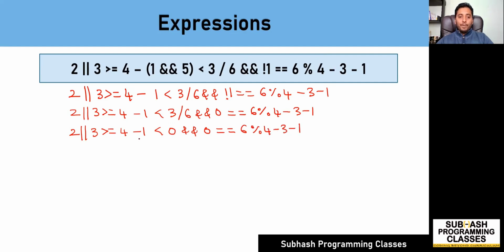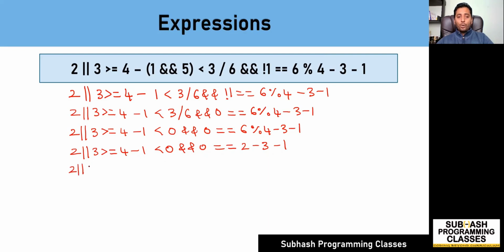Now let me see if there are any other arithmetic operators pending. I have one arithmetic operator here, another here, and 1, 2, 3, 4 arithmetic operators, but I will have to evaluate modulo first because it has high priority. So 2 or with 3 greater than or equal to 4 minus 1 less than 0 and with 0 equal to 6 modulo 4 will give the remainder as 2, minus 3 minus 1. So all high priority arithmetic operators are over. What is pending is only minus. Let me start evaluating minus from left to right. Whichever comes first from left to right, I will start evaluating it.